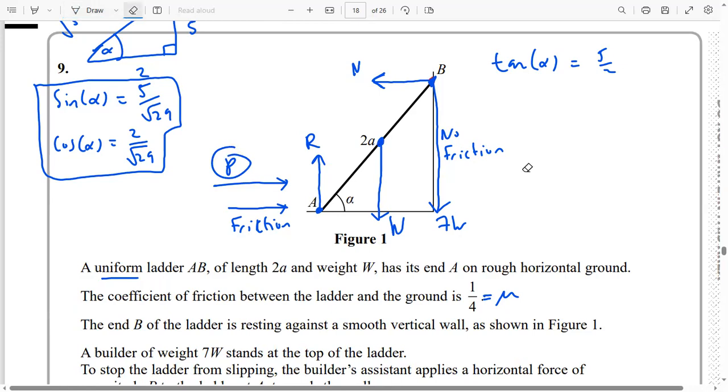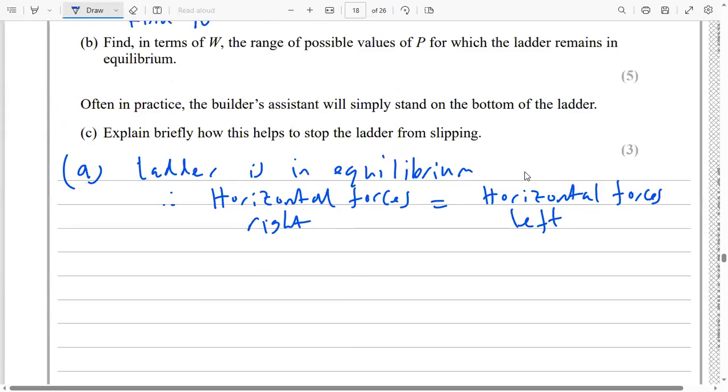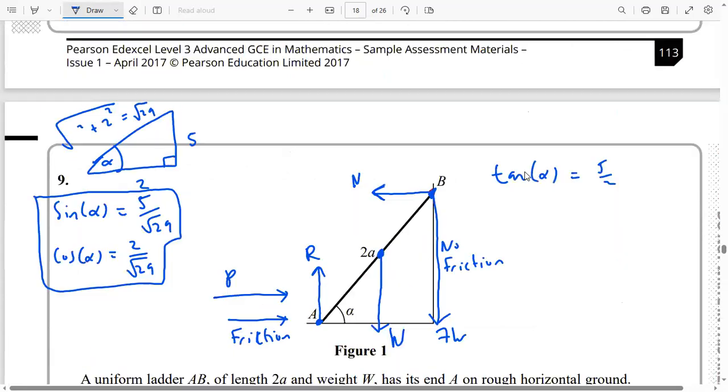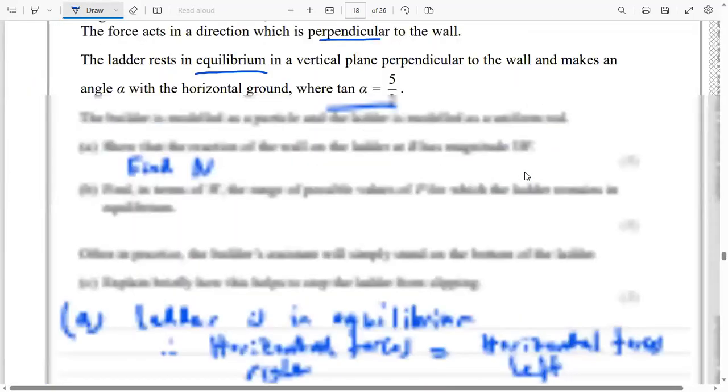And so is the friction as well. I say friction is going to the right, but we actually don't know. It could be going to the right or it could be going to the left. It depends how big this P is. So what I'm going to say here is that the P force plus or minus the friction is equal to the horizontal force going to the left, which is this N force here. So this N going to the left is what we want to calculate in the first place.